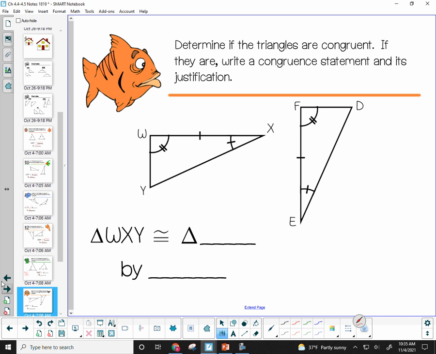Okay, next one. Yes, they are congruent because of angle, side, angle. So the side literally sits between my two fingers, right? So my fingers on the angles, side in between. All right, so what matches up with W? F. Then X goes with E, and then D. Is that okay?